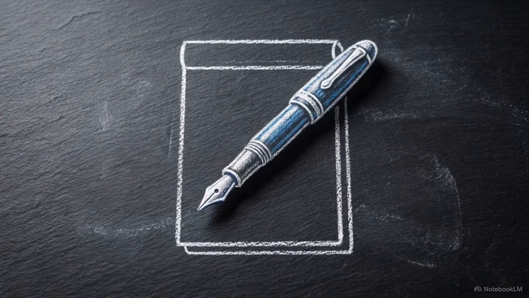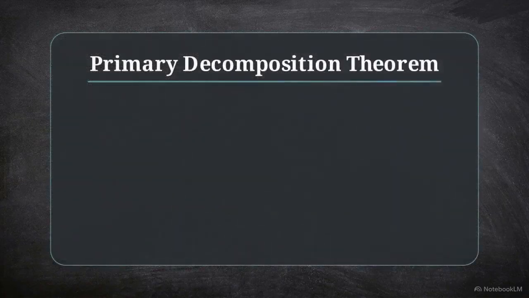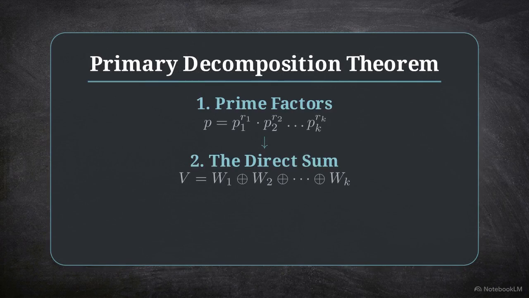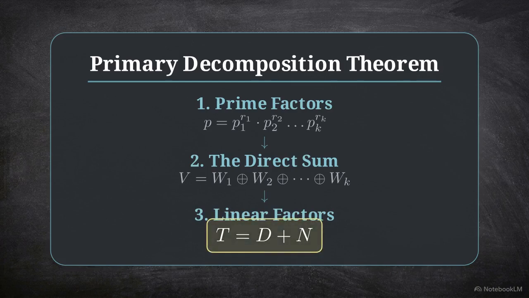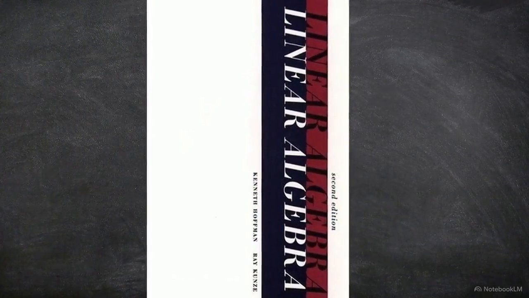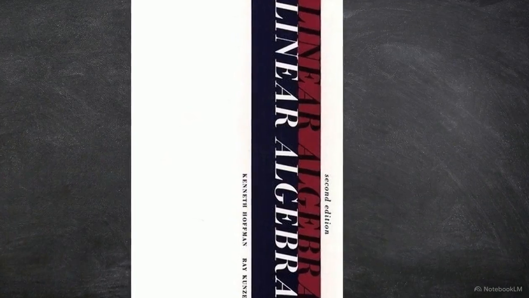Let's bring these core concepts together to review the mechanics of the primary decomposition theorem. This cheat sheet outlines the rules. First, operators decompose based on relatively prime polynomial factors. Second, each primary component acts as an isolated, invariant geometric bucket. Finally, if factors are linear, the operator splits perfectly into a diagonalizable and nilpotent part. To master the step-by-step proofs behind these concepts, reference the foundational text, Linear Algebra by Hoffman and Kunze.